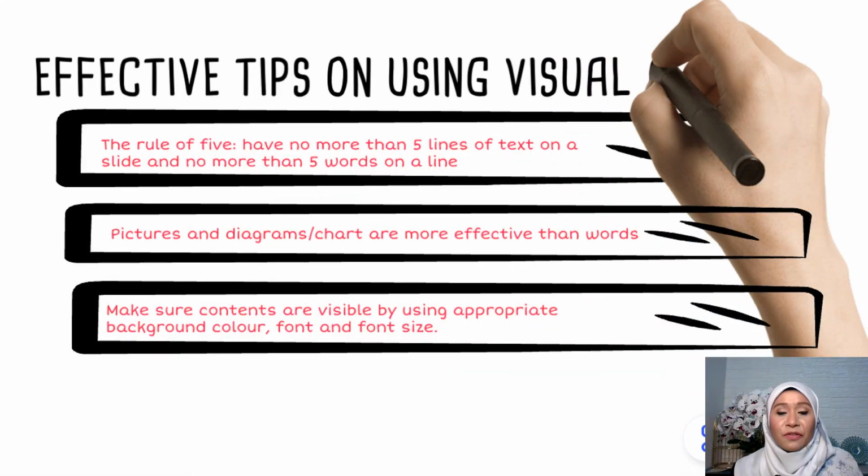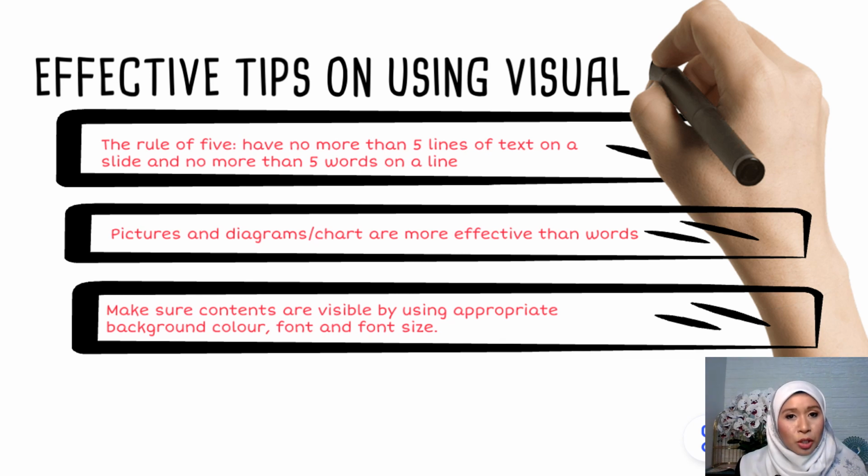These are the effective tips on using visual aids. Firstly, the rule of 5. Have no more than 5 lines of text on a slide and no more than 5 words on a line. This is very important. The most common mistake that students make is putting a whole paragraph of information in one slide. And in the end, you'll end up reading from it. So do not do this. What you need to do is follow the rule of 5.